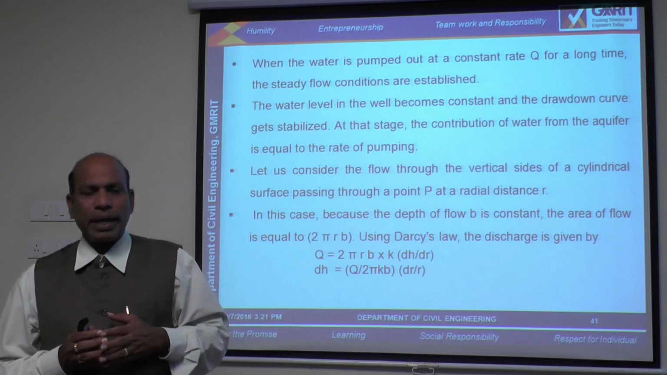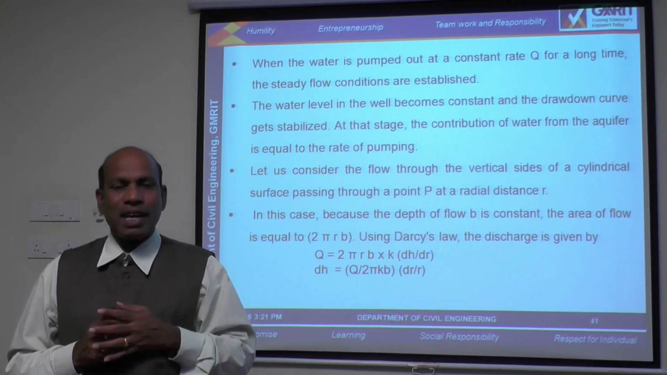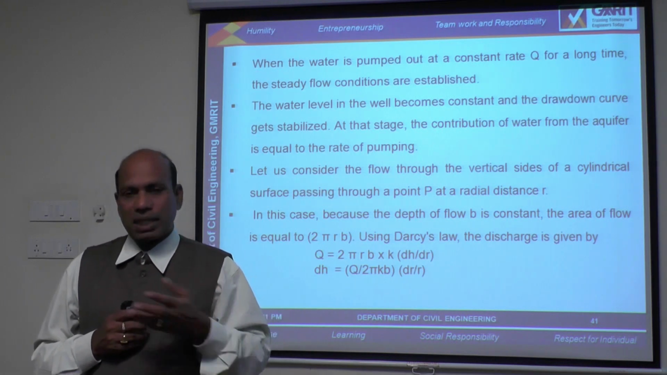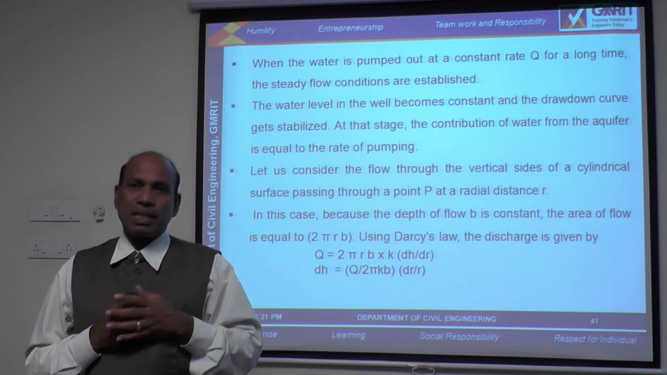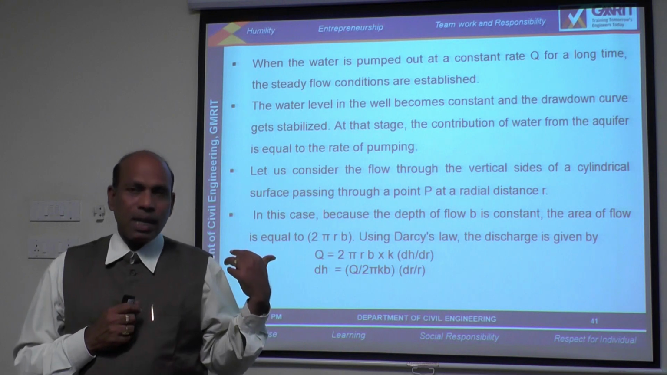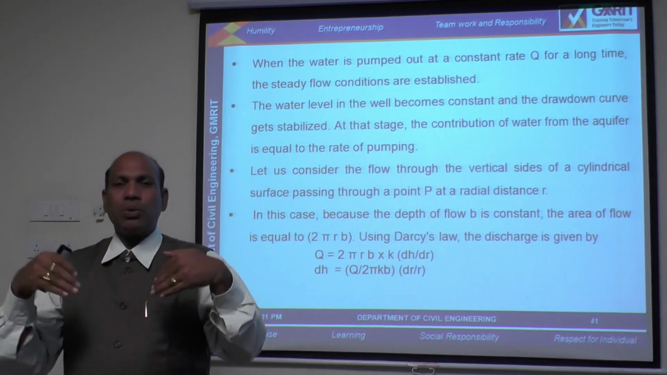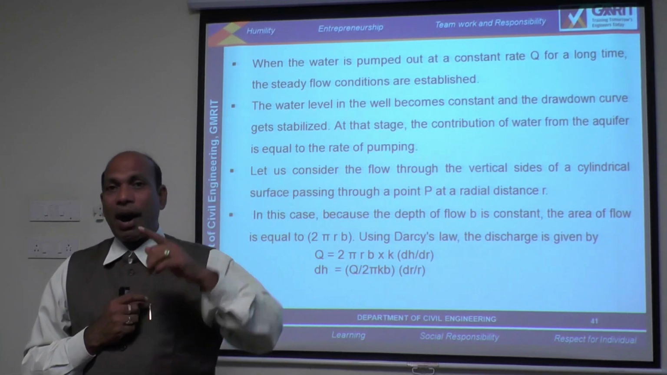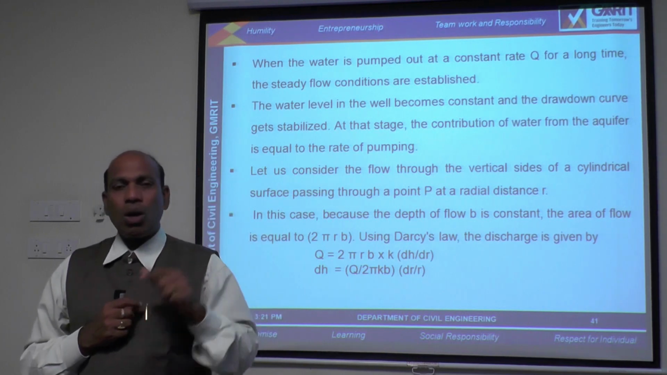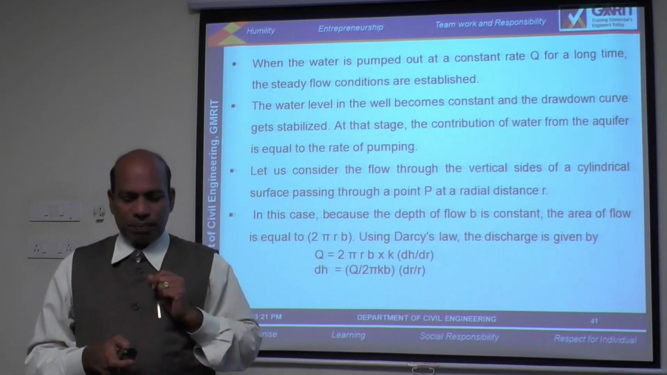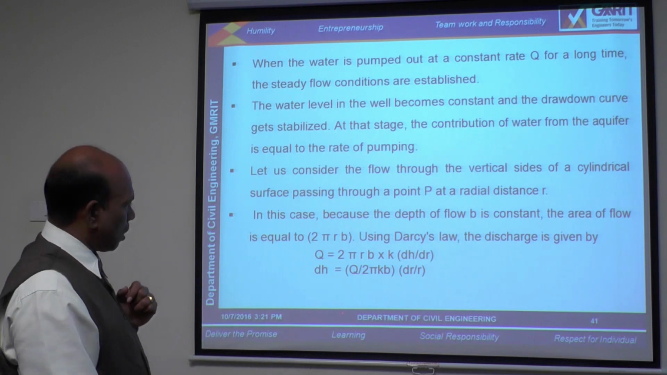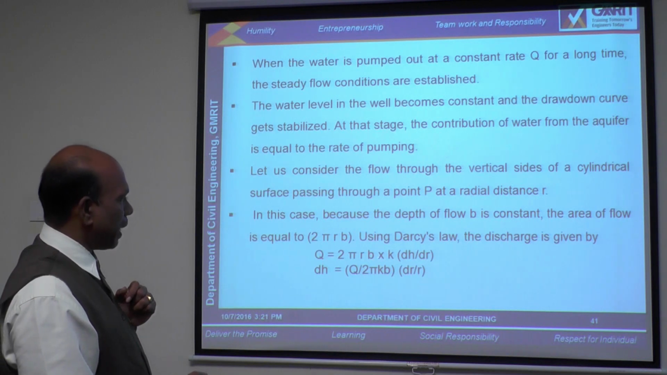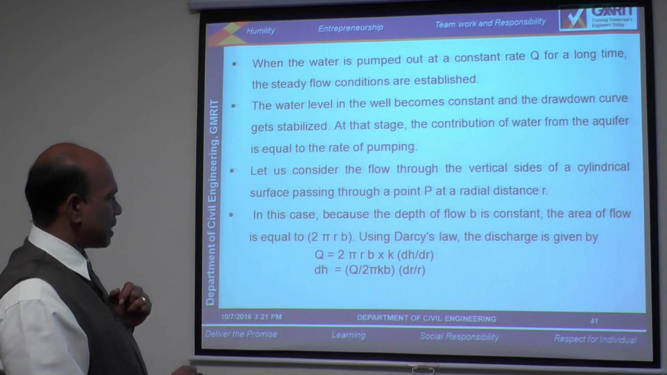Here also we are going to use Darcy's law, V is equal to K I, where I is dH by dr. For estimation of discharge, Q is equal to velocity into cross-sectional area. Velocity is nothing but K into I. A is the area through which water flows into the well from the surrounding, which was 2 pi r H in the earlier case. Here 2 pi r B is the area. Now Q is equal to 2 pi r B into K into dH by dr, instead of H we have taken B.